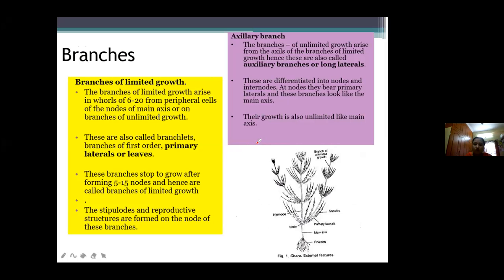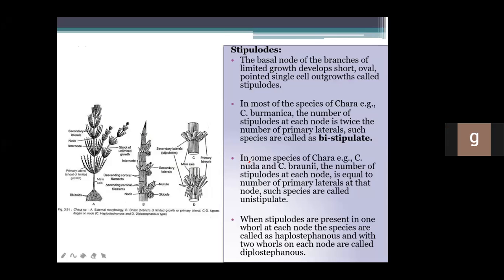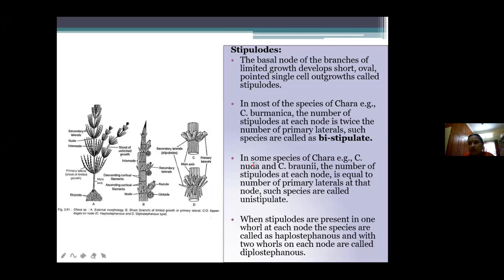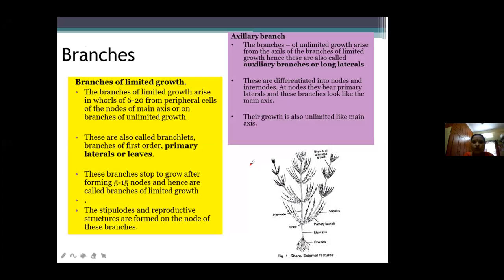Here, where the node is, how many branches are produced, ma? Two. What are they? Short, regular and limited. One branch is the branch of limited growth, that is the short laterals. The second one is the branch of unlimited growth, that is the long laterals. Both are shown: the yellow color is the first one, the branches of limited growth. The second one is the branches of unlimited growth.